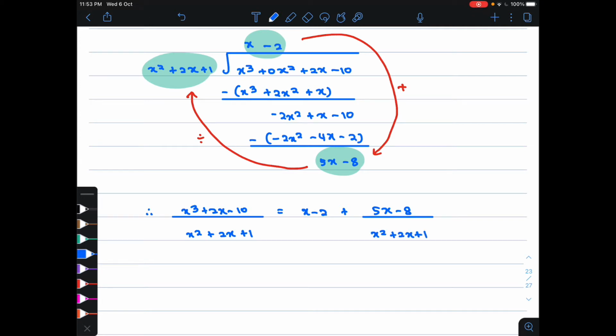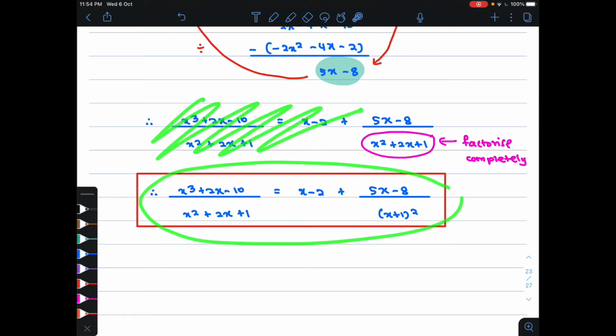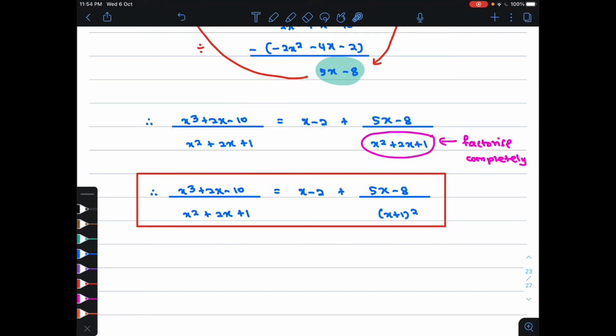And hence we'll get this equation. Make sure you factorize the denominator completely. So now, only look at this equation. There's no need for you to look at the previous equation anymore. And this is the partial fractions that we need to do in step 2.